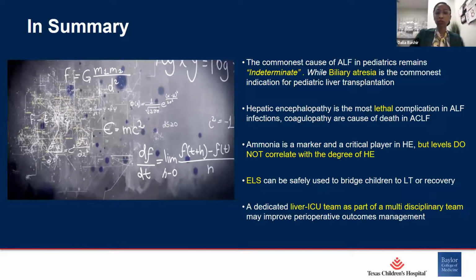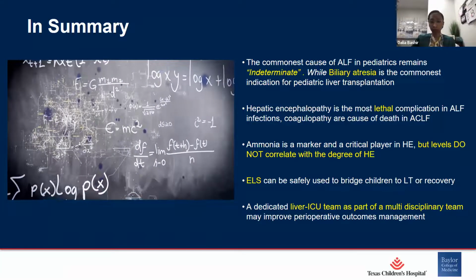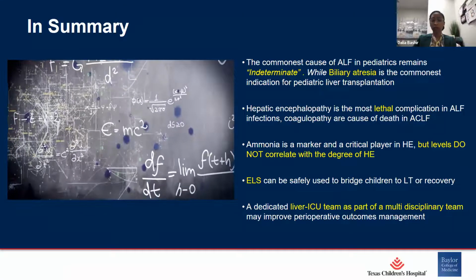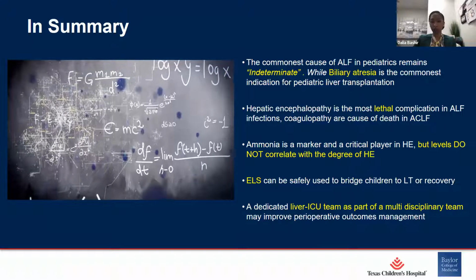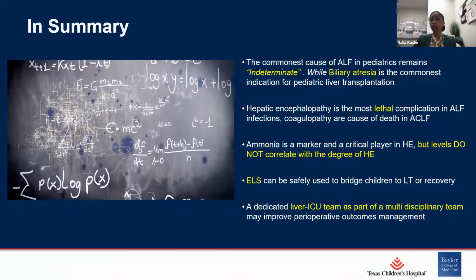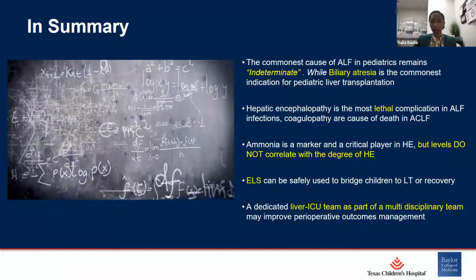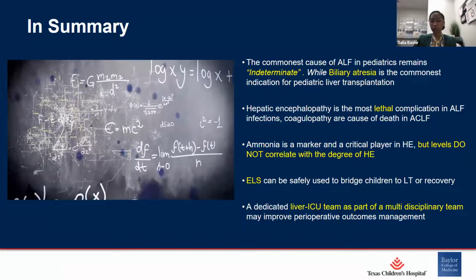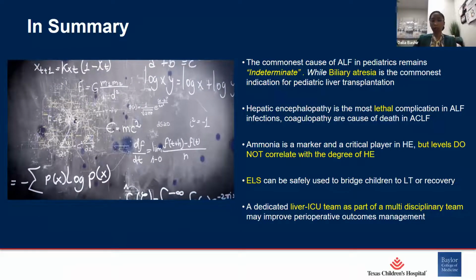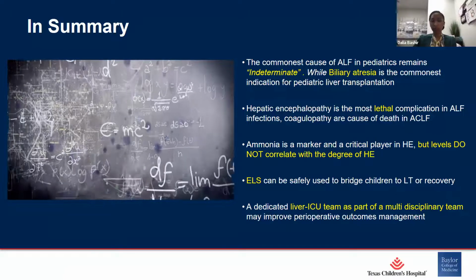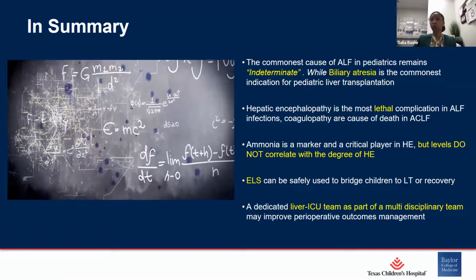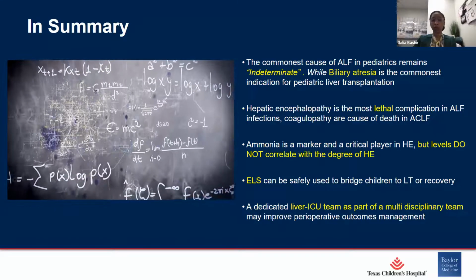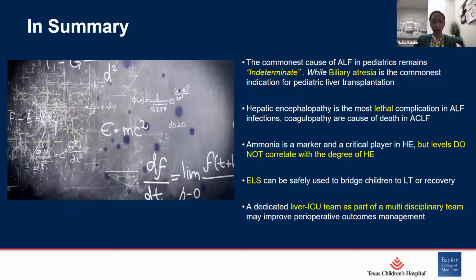So in summary, the commonest cause of acute liver failure in pediatrics remains indeterminate, while biliary atresia is the commonest indication for liver transplantation. Hepatic encephalopathy is the most lethal complication in acute liver failure, and infections and coagulopathy are the cause of mortality in acute on chronic liver failure. Ammonia is a marker and a critical player in hepatic encephalopathy, but the levels don't always correlate with the degree of hepatic encephalopathy. And extracorporeal support can be safely used to bridge these patients to liver transplantation or recovery. And a dedicated liver ICU team as part of a multidisciplinary team may improve perioperative outcomes and management in these populations.